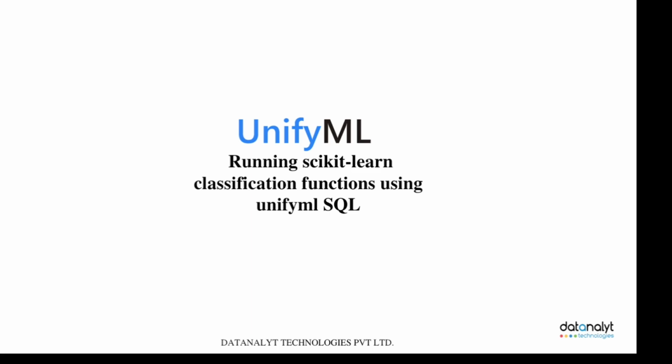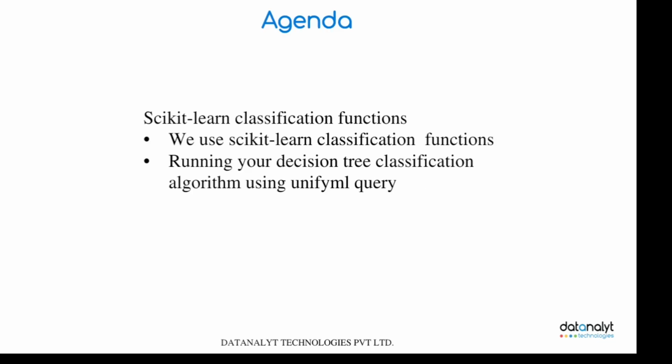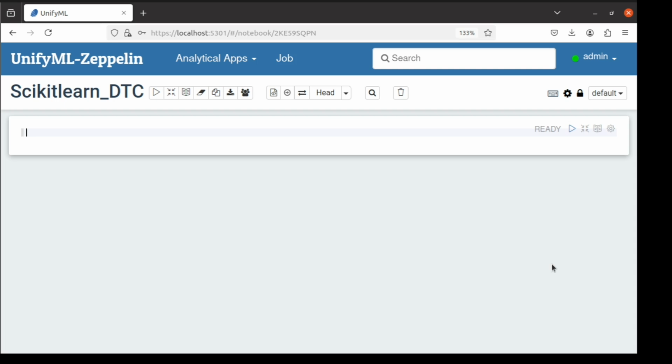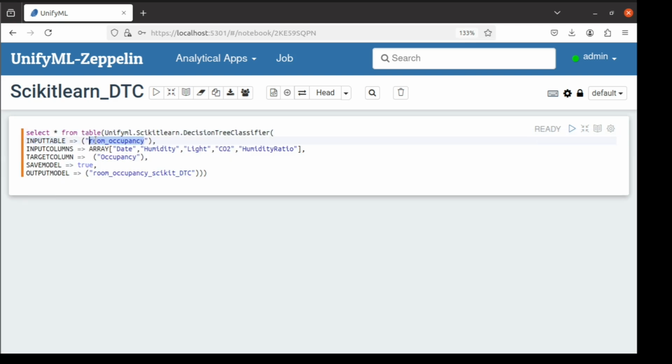In this video, we'll be discussing how to run scikit-learn classification functions using UnifyML SQL with a focus on the decision tree classifier algorithm. Let's walk through how to run the Scikit-Learn Decision Tree Classifier using UnifyML SQL. Start by specifying your input table and the necessary input columns, along with the target column you wish to predict.